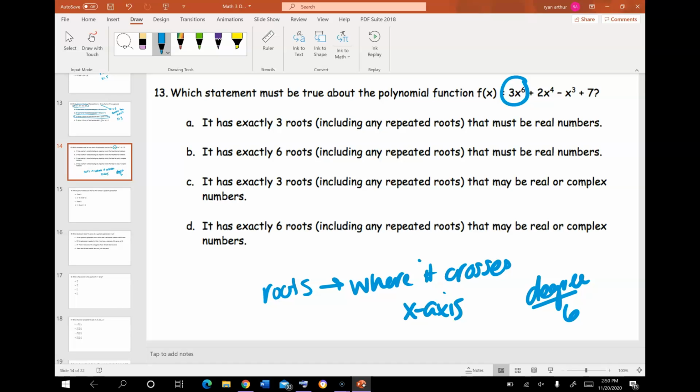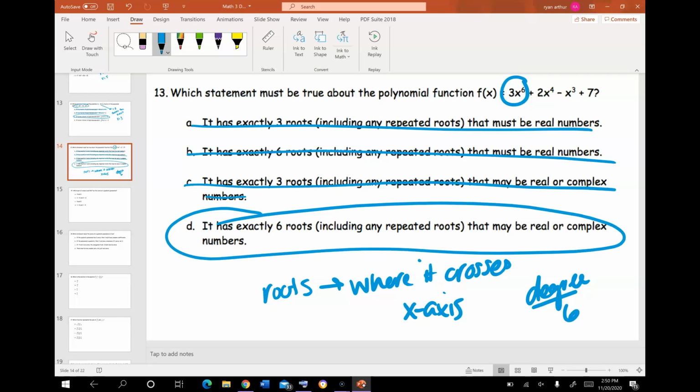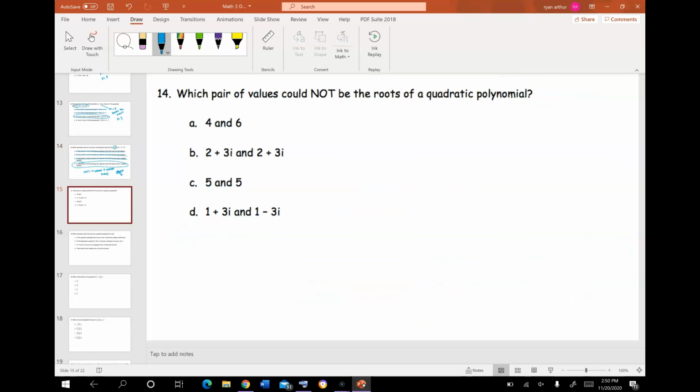It has exactly 6 roots that may be real or complex. Nope. Let's see. There's not 3, so it's not that. The roots are not real, so it's not that one. It has 3 roots. No, it has 6 roots. So it's this one. Okay? All right, this one.